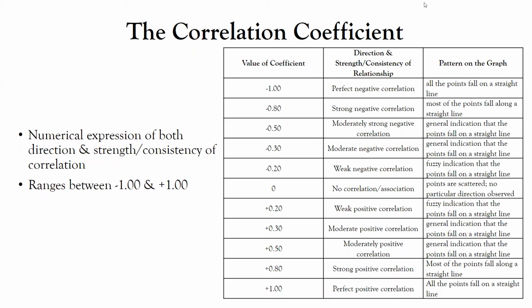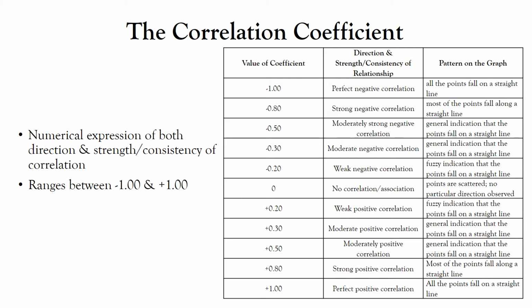So a value of -1 and +1 denote a perfect correlation except that their direction differs. No? Ito ay perfectly negative correlation. This one is a perfect positive correlation, which when you inspect the graph, the pattern will be all the points fall on a straight line. No?